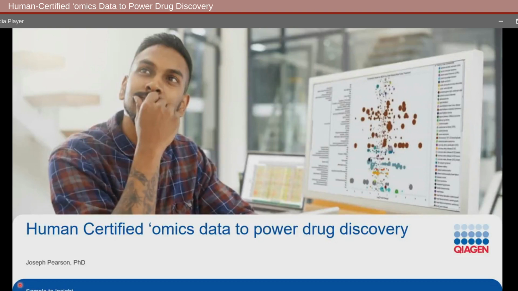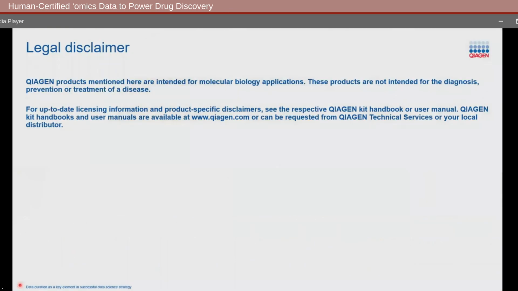My name is Joseph Pearson. I am the global product manager for OmicSoft, part of QIAGEN Digital Insights. I will be talking today about why high-quality, human-certified data is really essential for bioinformatics and data science and drug discovery. Before I begin, I'll point out that the QIAGEN products I mention are intended for molecular biology applications, not for the diagnosis, prevention, or treatment of a disease.